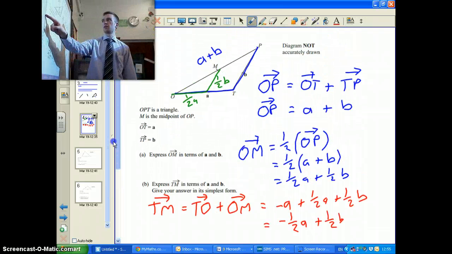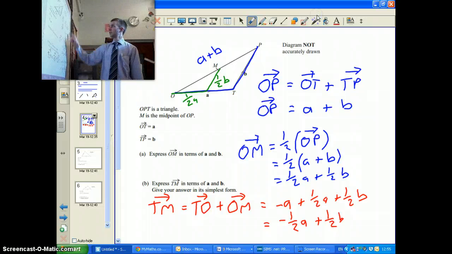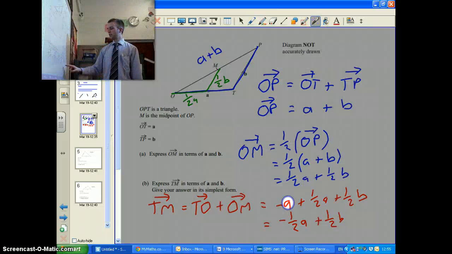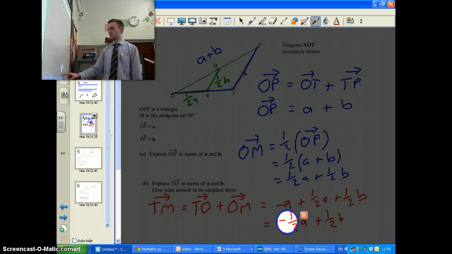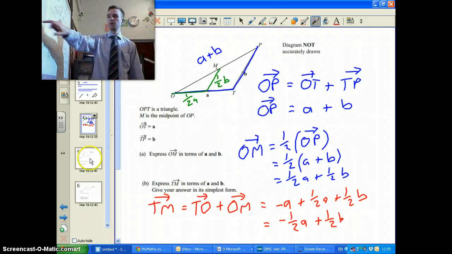Alright, so a bit trickier that one there. What I've done is I've taken my minus A and added on a half A. Minus 1 plus a half is minus a half, plus a half B that I'm still left over with, and that's my final answer. Okay, we're going to look at a slightly different problem now. Obviously, rewatch that if you struggle with it.